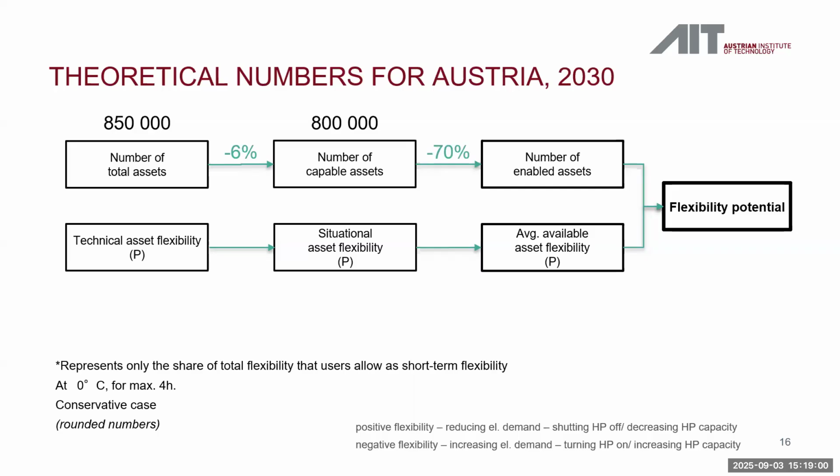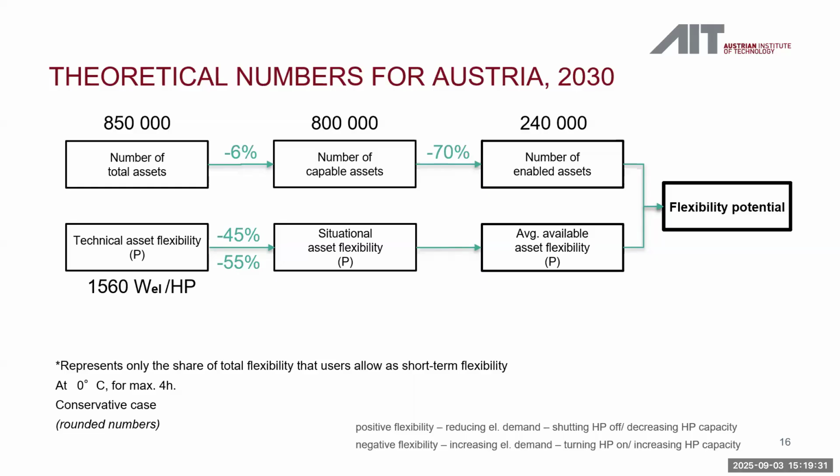And then we lose 70% at the users. And that leaves us with 240,000 heat pumps that are capable and enabled by the users to provide flexibility. The average technical asset flexibility is 1,560 watt per heat pump. This is the installed power.